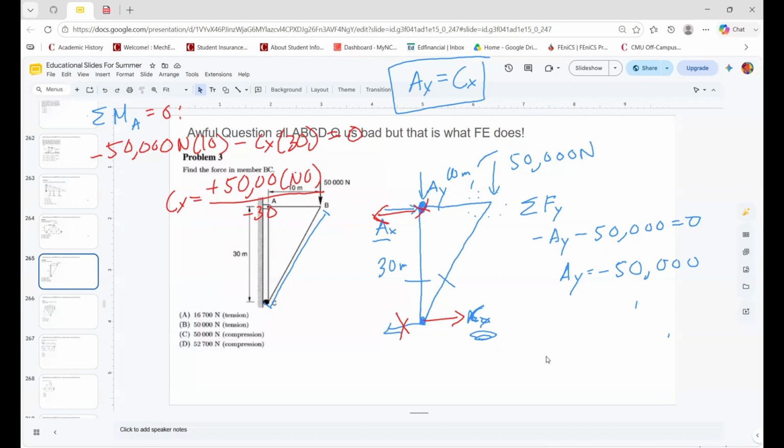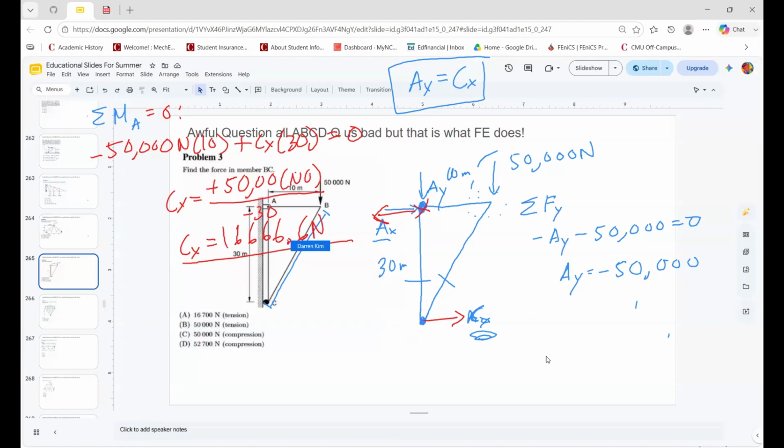Let me just do the math real quick. So it's 50 with another 0, multiplied by 10, and then we just divide by negative 30 for now, which is 16666.6667. So it is basically CX equal to 16666.6 newtons. Right now it is negative, but if I change a sign this way, I can change that to a positive really easily. And we can change this to a positive with that. So this is the right answer, 16666 newtons.